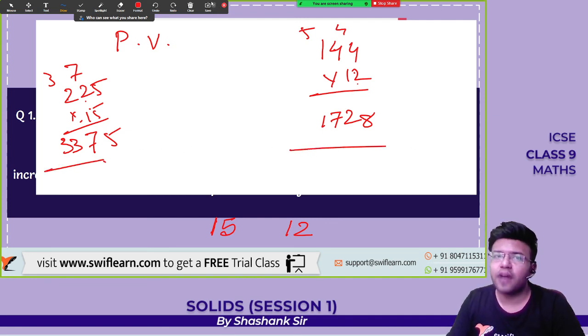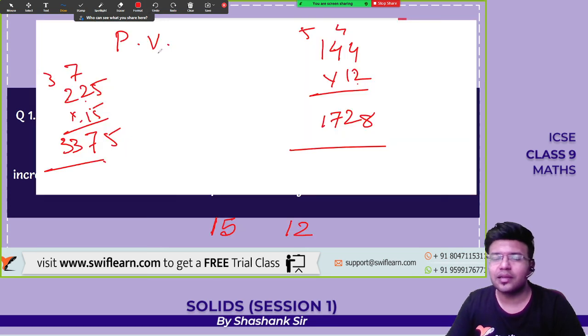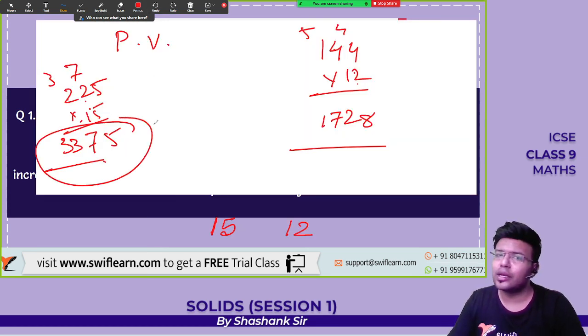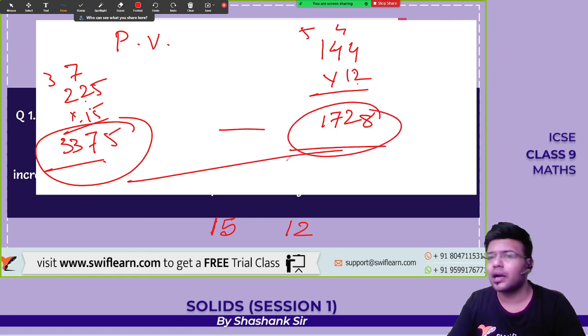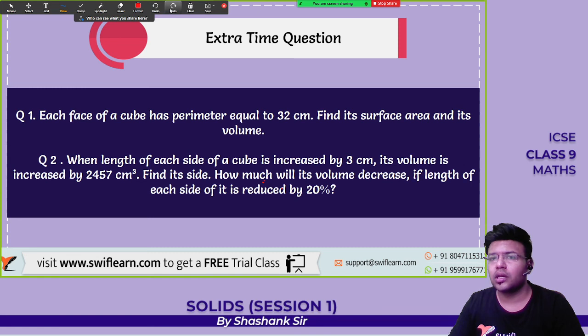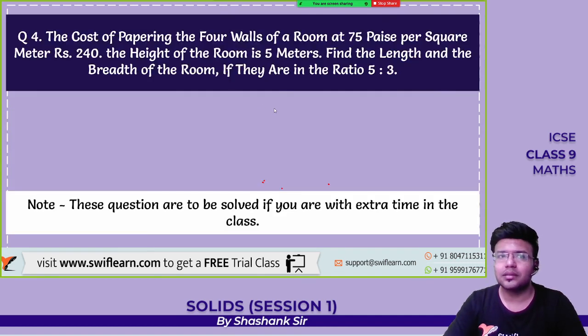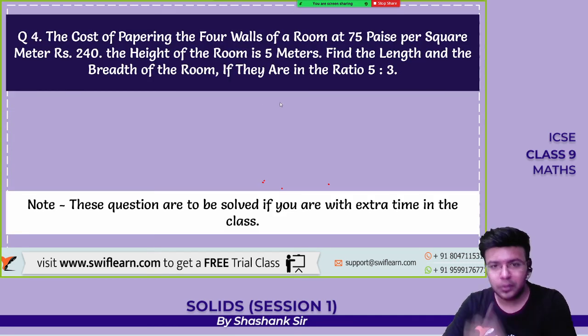Now find how much its volume has decreased. Previous value minus this will give you the decrease in the volume. That's all. They have not asked you the percentage decrease of the volume, so subtract those two things, you will get the answer.